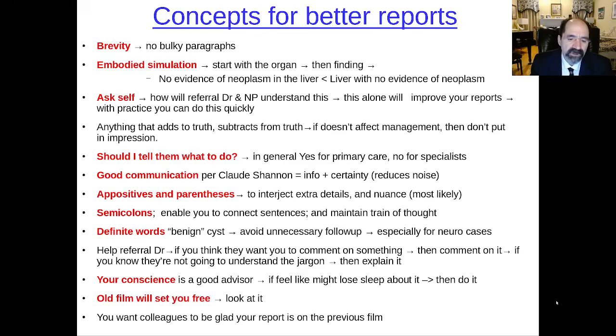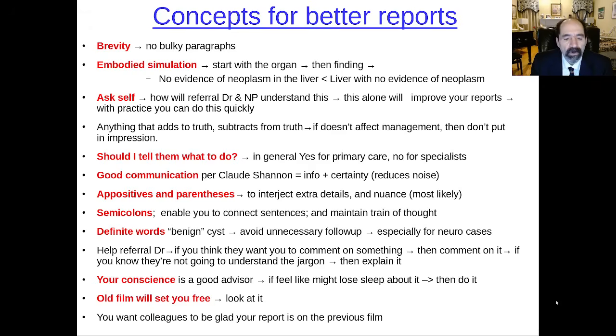Your conscience is a good advisor. If you think you might lose sleep about something, that's your conscience telling you, yes, you need to comment on it. You need to elaborate on it. Maybe you need to get more imaging on it, whatever the case may be. But that's a good thing to pay attention to. You don't want to leave the hospital at night thinking, should I have commented on that? If you get that feeling, that means yes, you should.